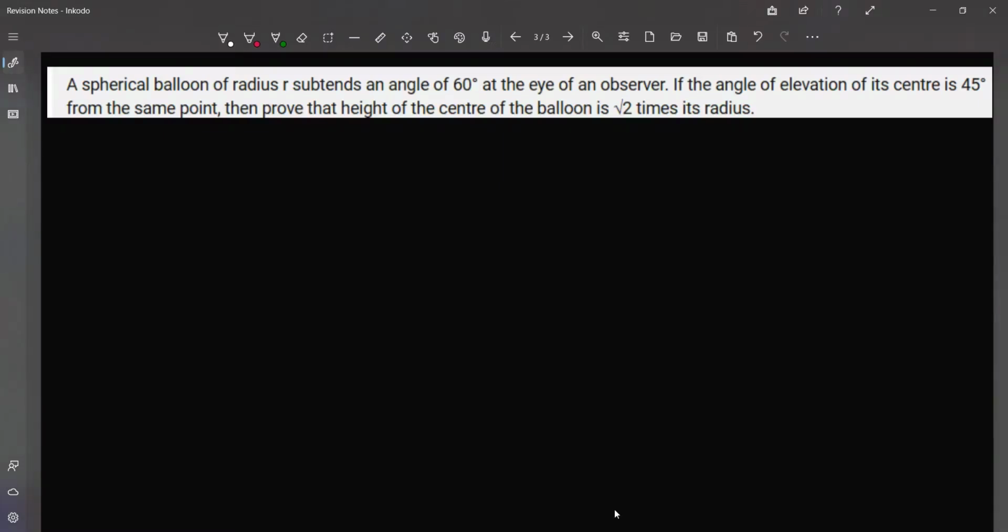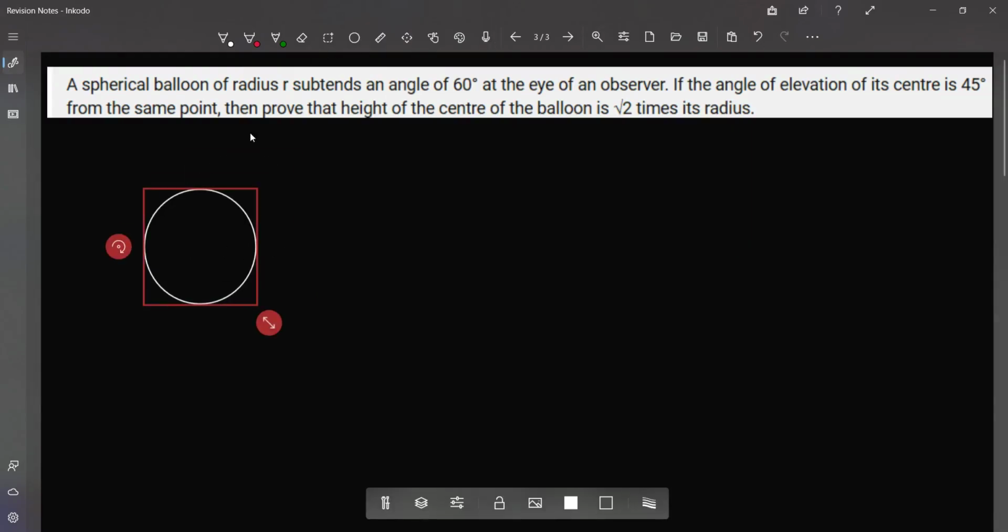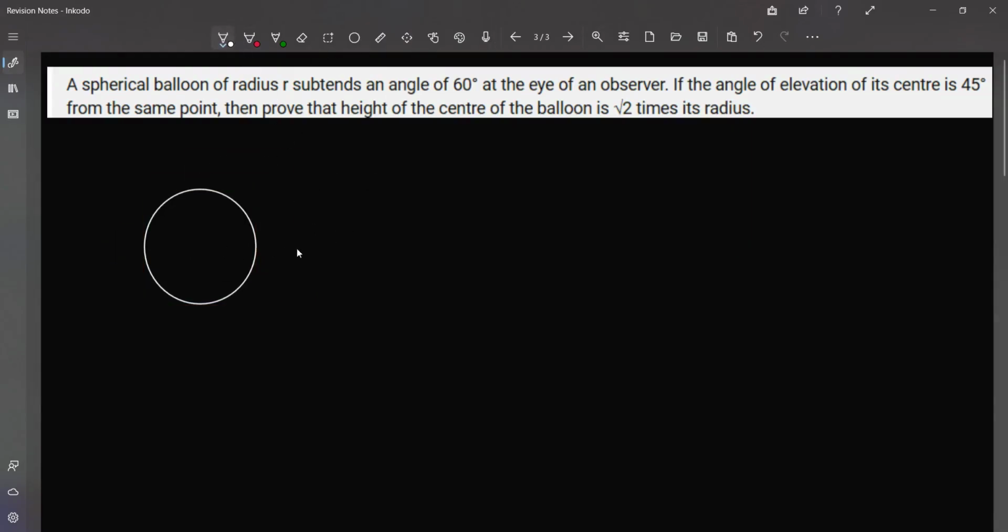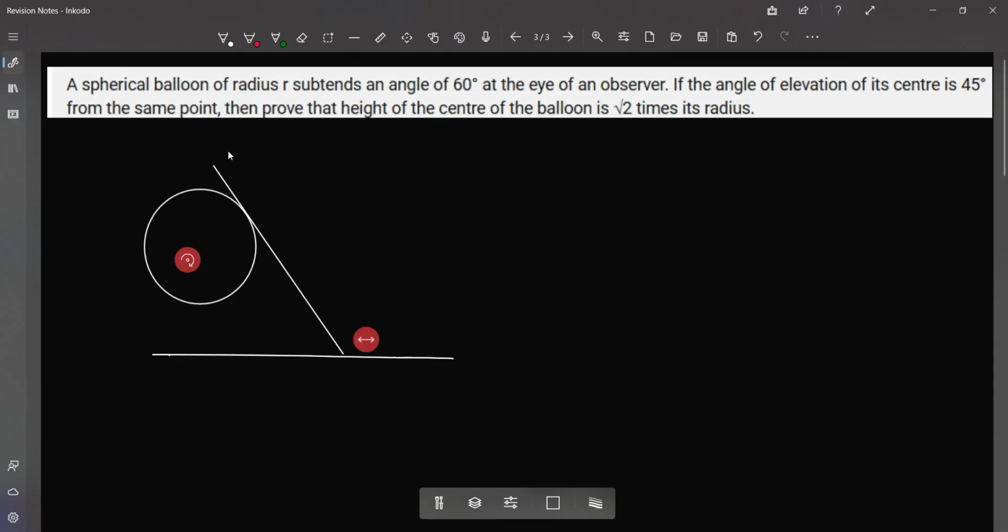Look at this question. There is a spherical balloon of radius r. It subtends an angle of 60 degrees from the observer. So we're going to draw this observer who is on a flat horizontal surface. Since the height of the observer is not given, we are going to assume the height of the observer to be negligible. I'm going to observe this balloon from the ground level.